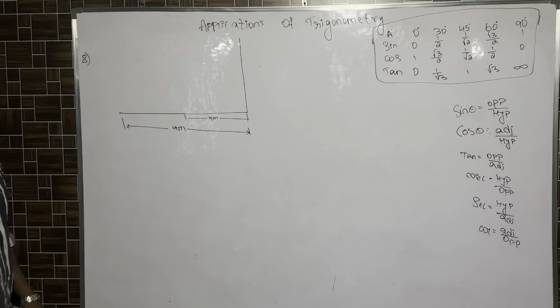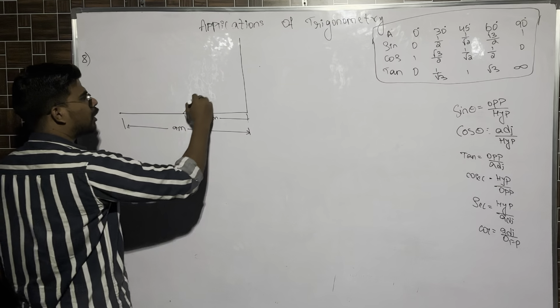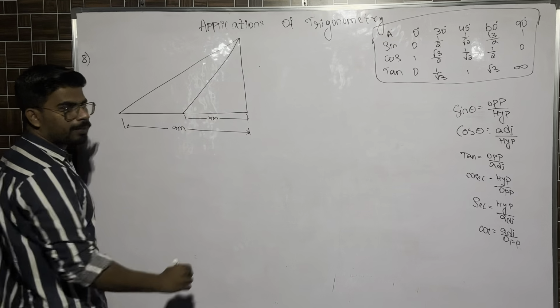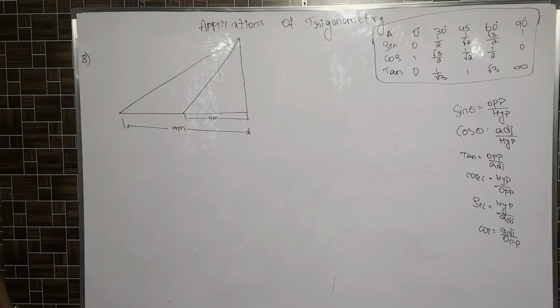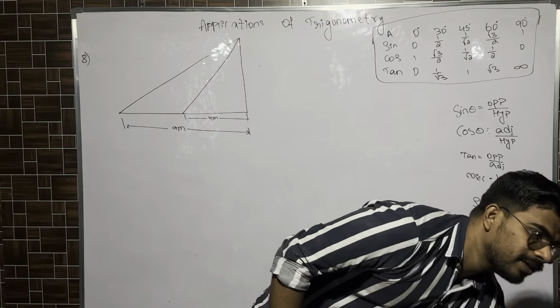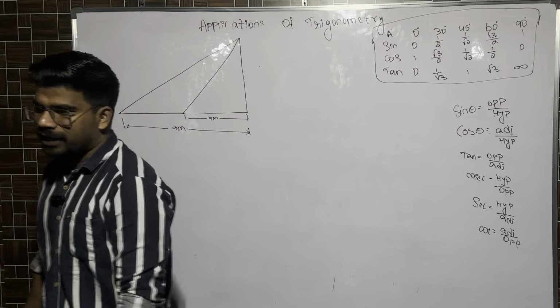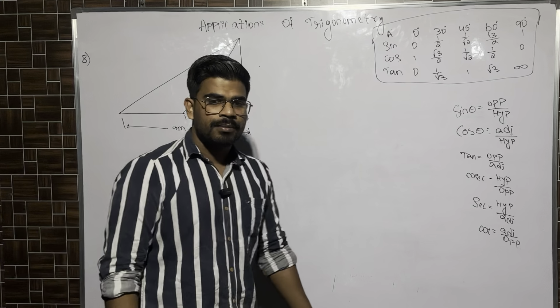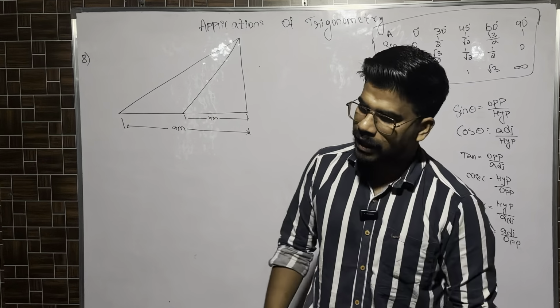Now, two angles are formed. From this point, we are looking at the top of the tower. From the other point, we are also looking at the top of the tower. These two angles are complementary. In all the previous questions, he has given 30, 45, 60, whatever it is. But here, for the first time, he has mentioned that the angles are complementary.